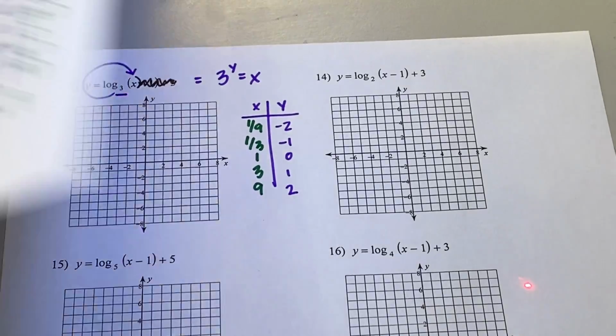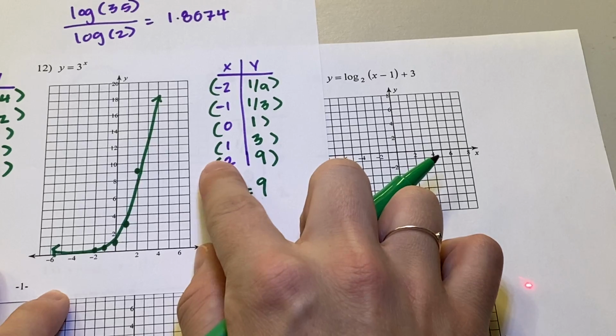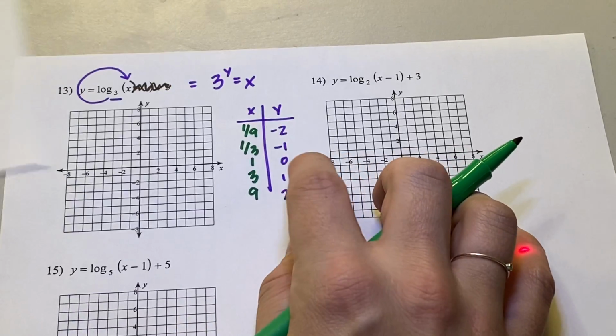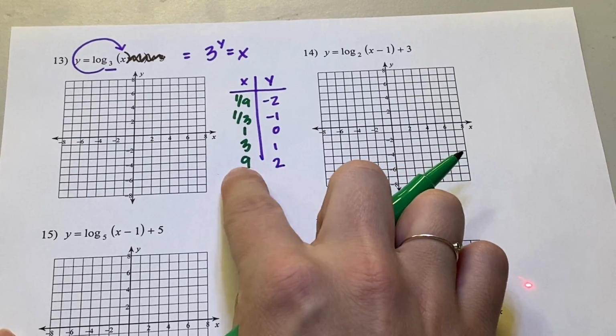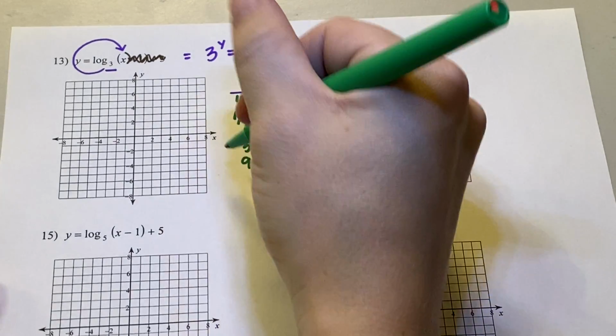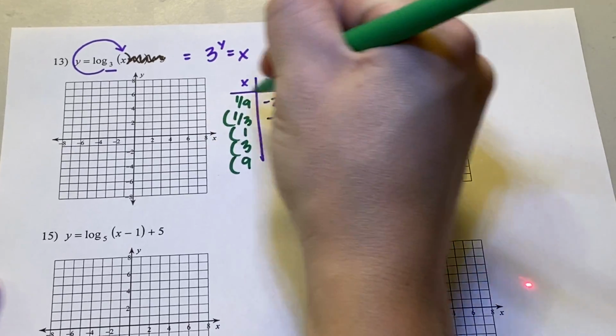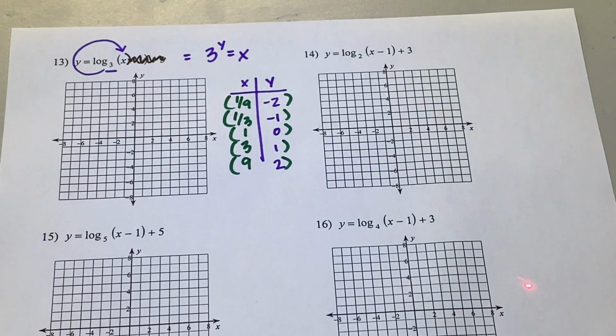Right. Okay. Look at number 12. Right? We have the same exact numbers. What's happened? They've just been switched. That's all it is. Okay, these are still our coordinate points. We're still going to graph them, but this time it's going to be a log graph because it's been switched.